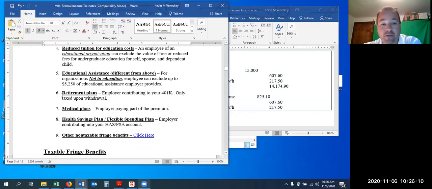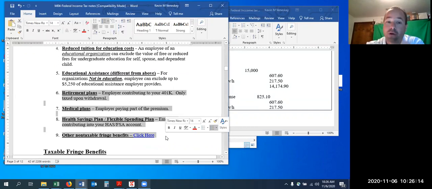The other ones here we've gone through, but it's good to go through them again. The retirement plans, you putting money aside into a 401k plan. Remember, this one is taken off of your paycheck for federal income tax purposes.